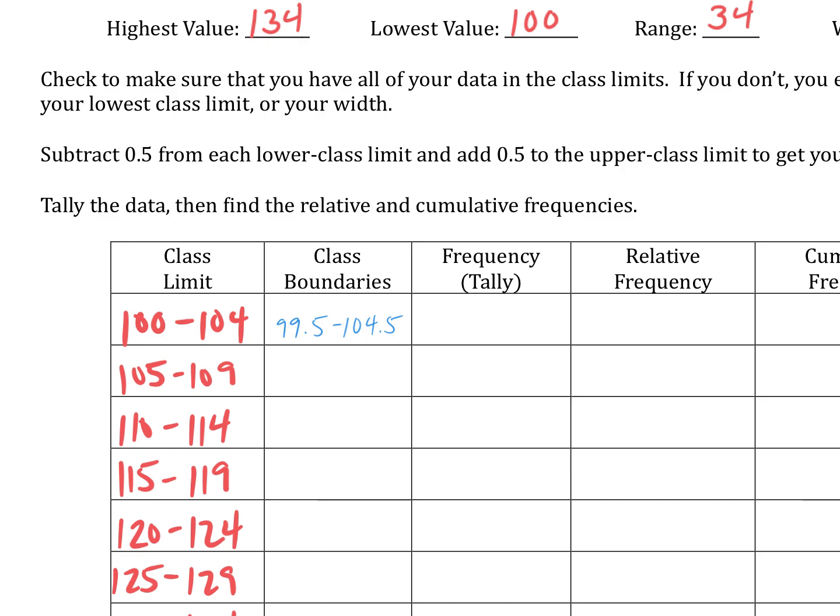So the next one's going to be 104.5 to 109.5. So there are no gaps in my data. That's the reason why we do this.